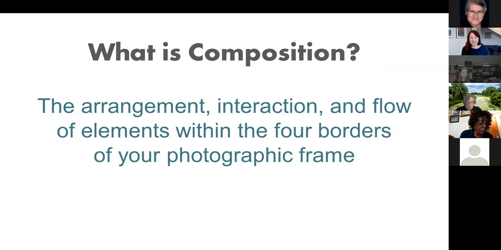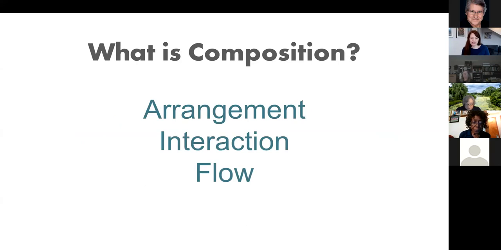So the basis of our discussion today is, what is composition? If you look up what is composition, or get a book on composition, they're often really complicated, detailed definitions, and I don't necessarily think that complexity is helpful in this case. So I go with a really simple definition. I think of composition as the arrangement, interaction, and flow of elements within the 4 borders of your photographic frame. So the key elements here are going to be arrangement, interaction, and flow.